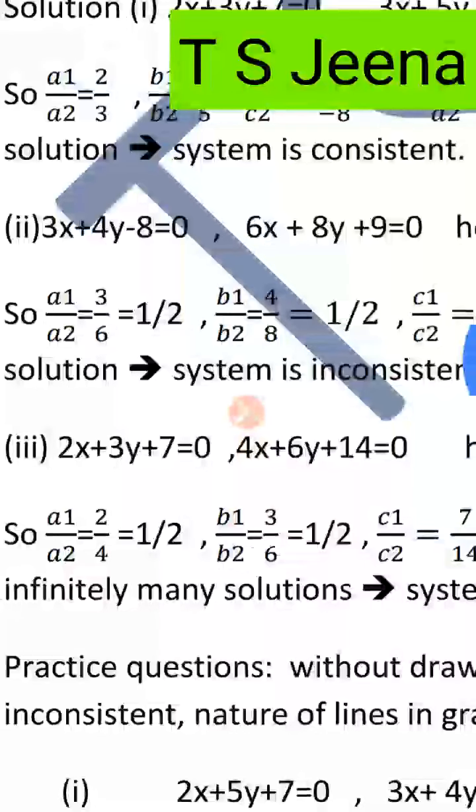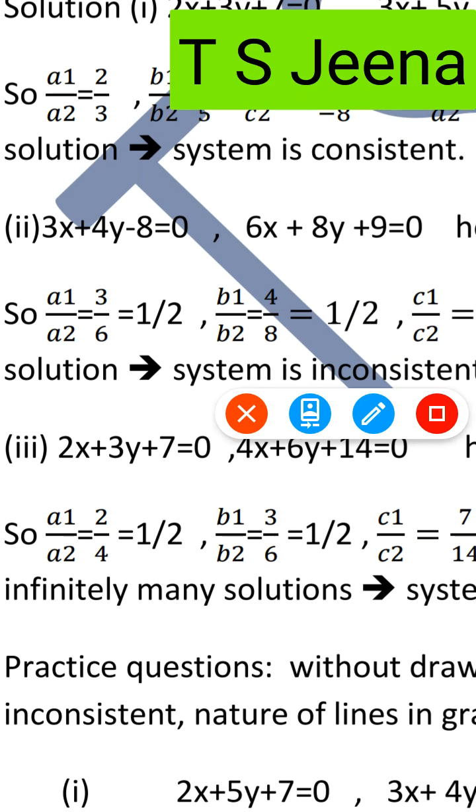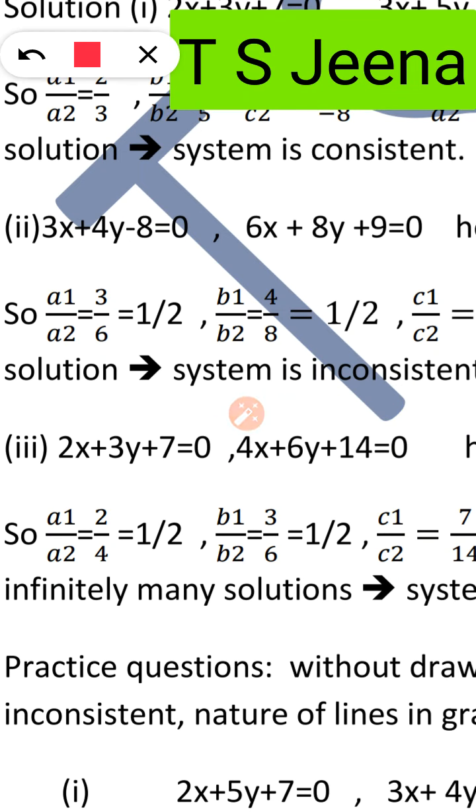Second, consider the second pair. In this second pair, the equations are 3x plus 4y minus 8 equal to 0, 6x plus 8y plus 9 equal to 0. These are two equations. You have to check which type of system it is.